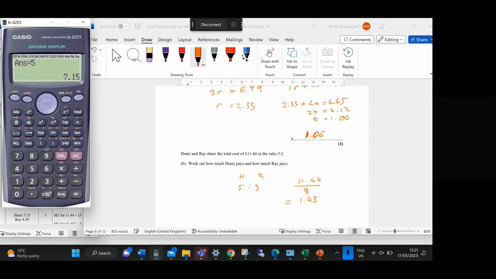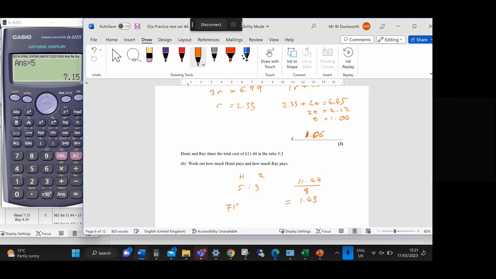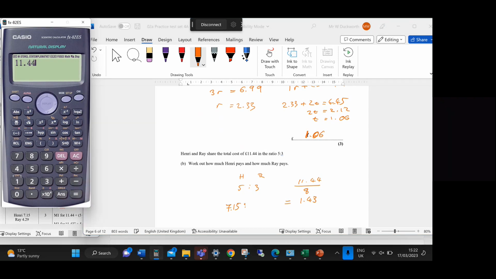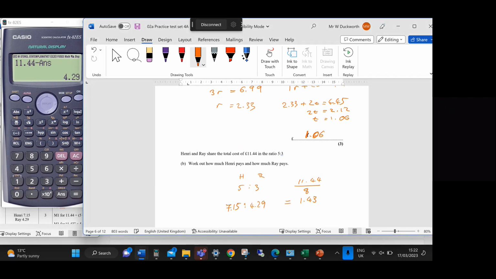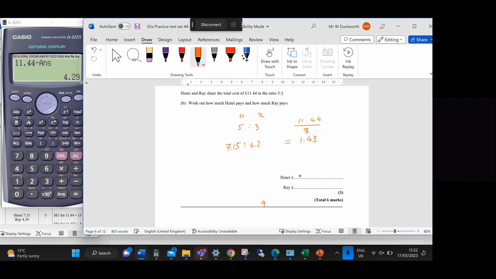So Henry's going to pay £7.15. And then I could do £1.43 times by 3. All I'm going to do, just to save me calculating, is 1.44 minus the answer that I just brought up. So that would give me £4.29. So Henry gets £7.50, pays £7.15, and Ray pays £4.29.